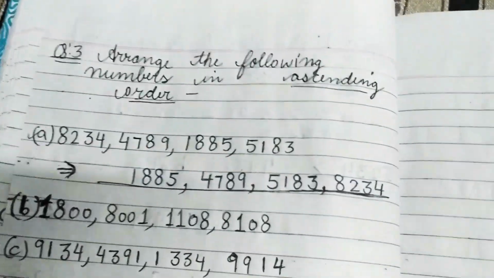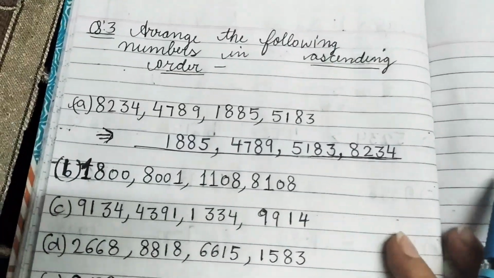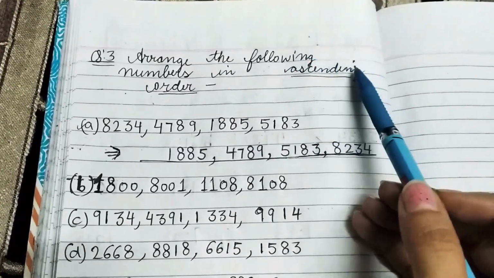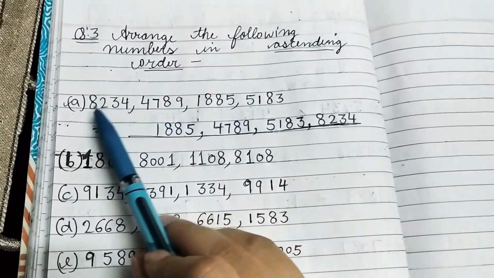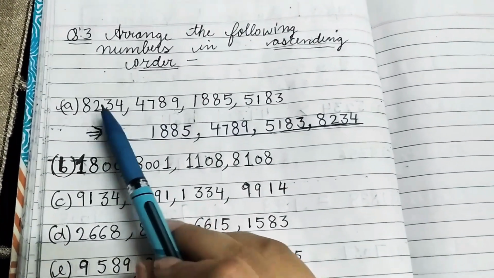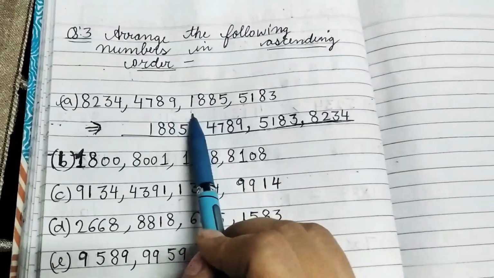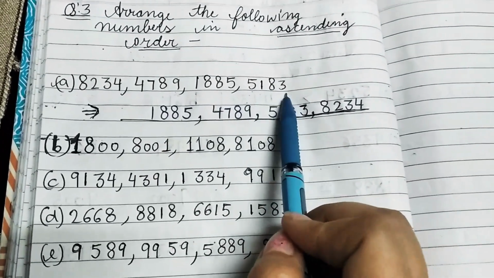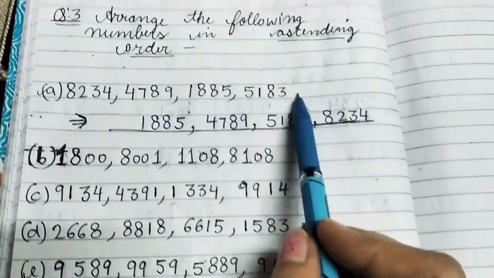Understood? Now let us discuss the third question. In question 3, you have to arrange the following numbers in ascending order. Let's read the first part, A part. 8234, 4789, 1885, 5183. The first rule is that you have to check the number of digits in each number.